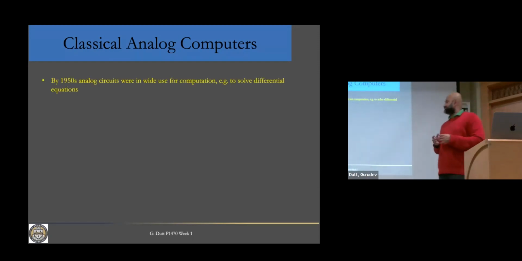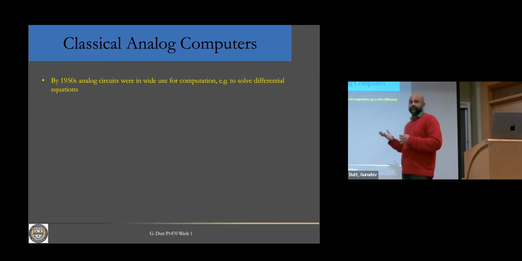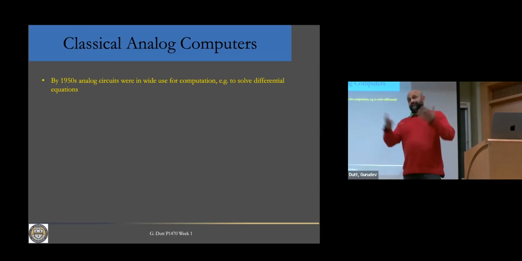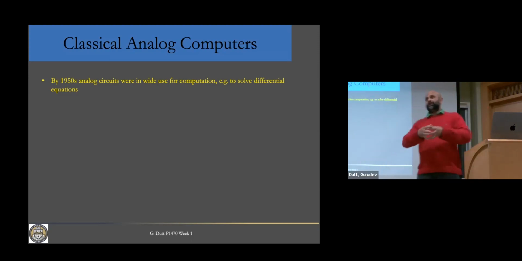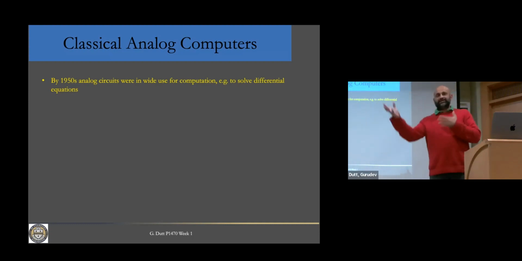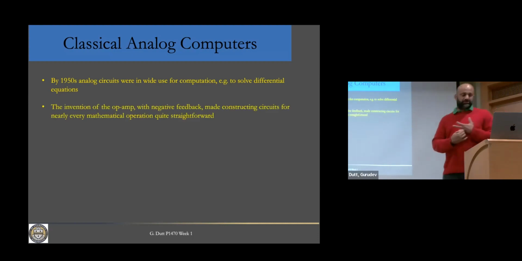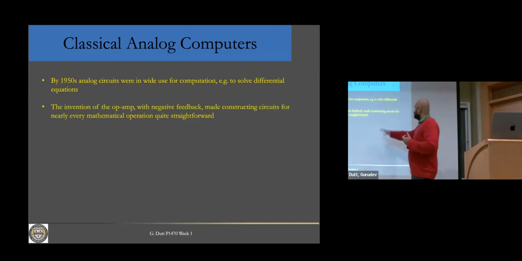So by the 1950s, analog circuits were already in wide use for computation. For example, people were solving differential equations to predict things. As an example, the atomic bomb, modeling the explosion. But besides that, things like aerodynamics and stuff like that. This was all really useful stuff, to be able to solve those equations and predict what would happen in all those situations. And the invention of things like the op-amp.